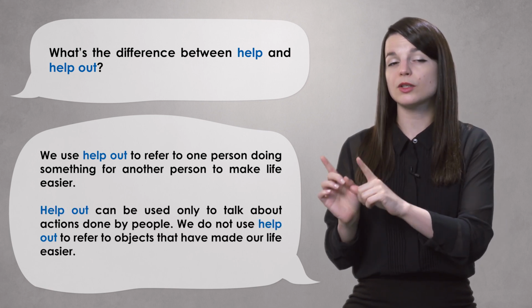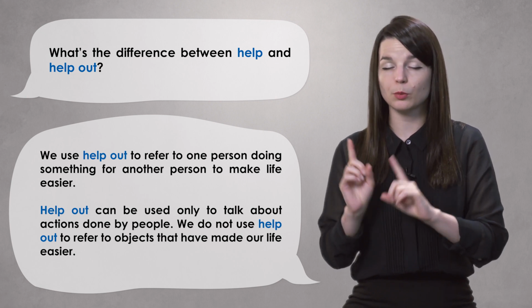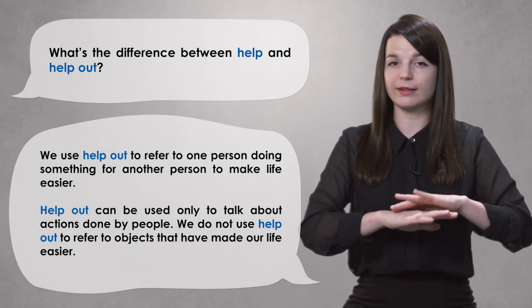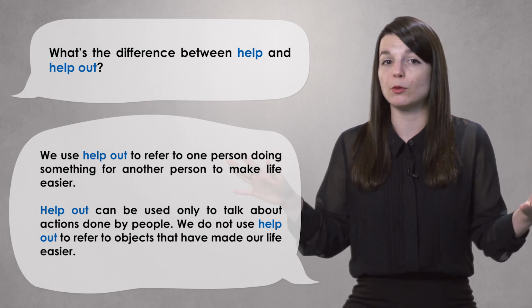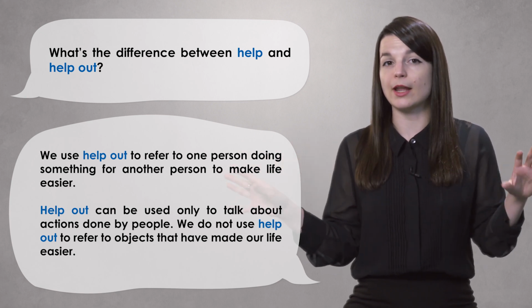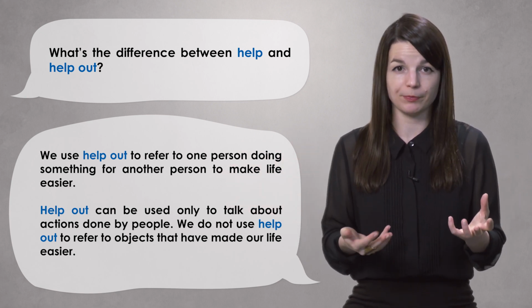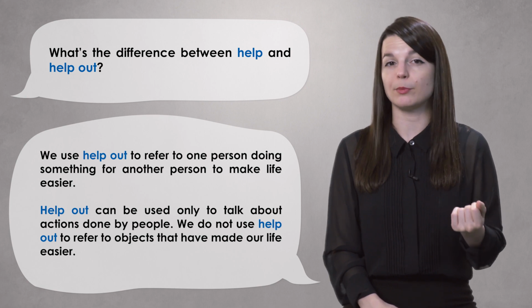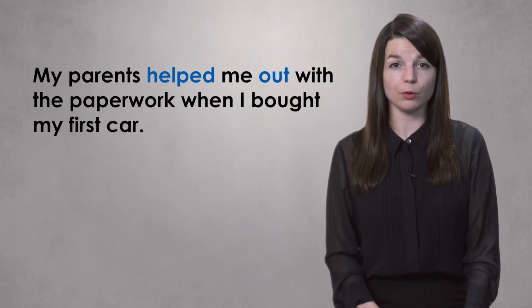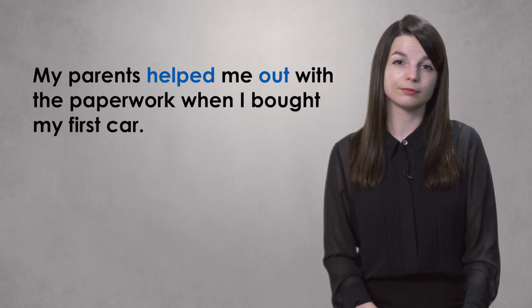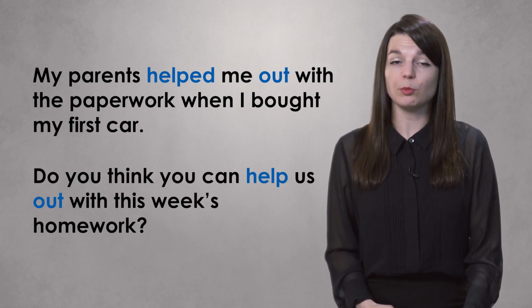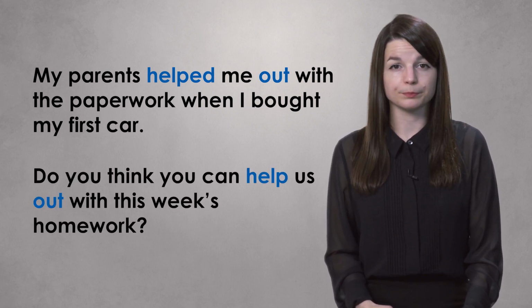So because this is used only to talk about people, we can't use it for objects. That means an object cannot help out. So like an object cannot help me out with something. Let's look at some natural examples of using help out. My parents helped me out with the paperwork when I bought my first car. Do you think you can help us out with this week's homework?